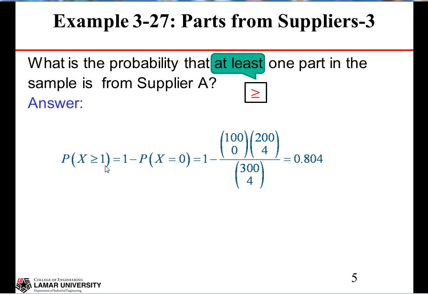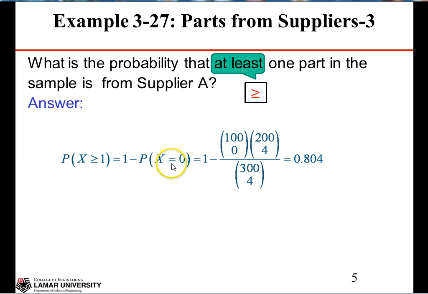You can certainly do that by making that equal to the probability of x equal to 1, plus x equal to 2, plus the probability of x equal to 3, plus the probability of x equal to 4. You just add one more term from the previous question.